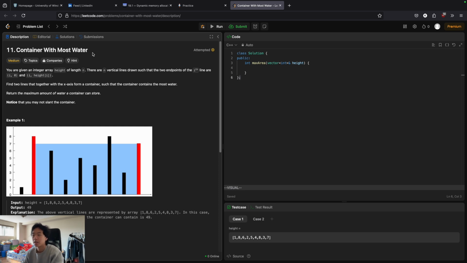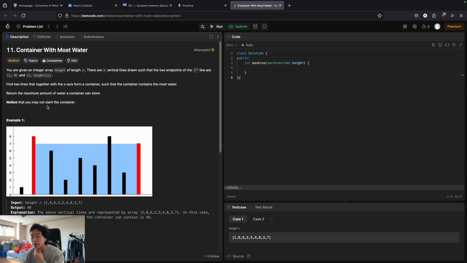You're given an integer array height with length n. There are n vertical lines drawn such that the two endpoints of the ith line are (i, 0) and (i, height[i]). Find two lines that together with the x-axis form a container, such that the container will contain the most water. Return the maximum amount of water that the container can store.